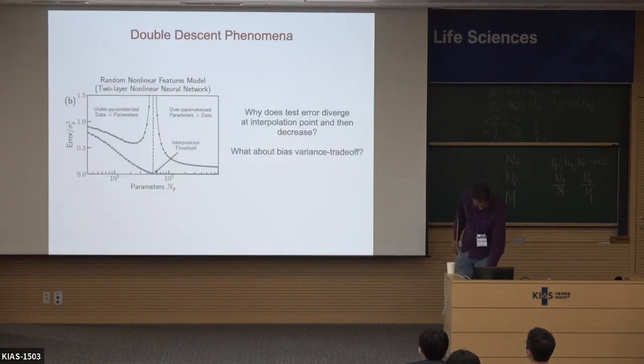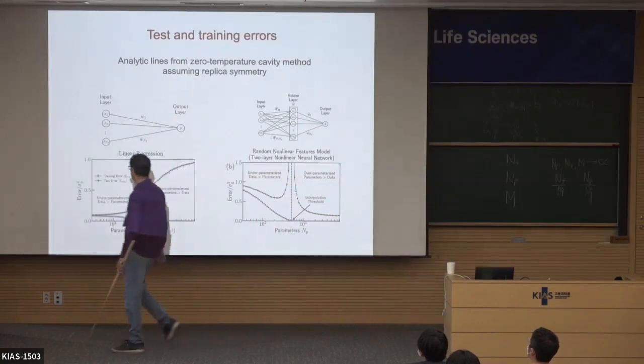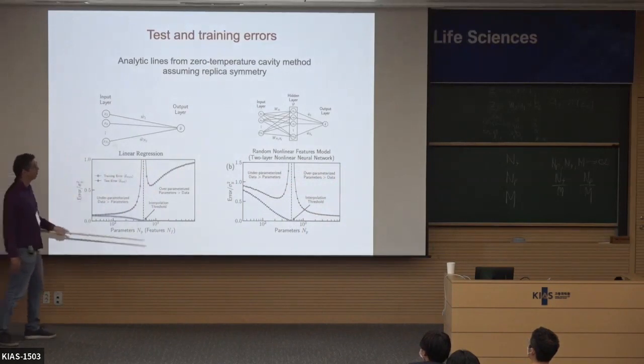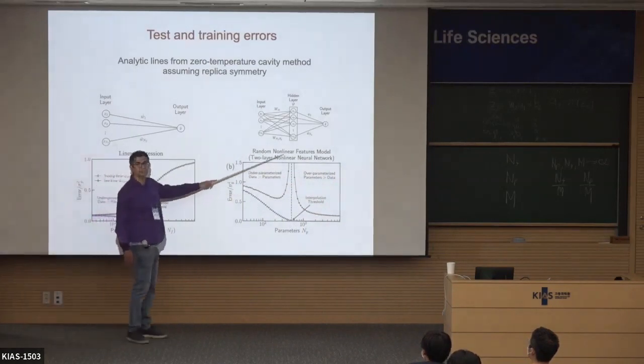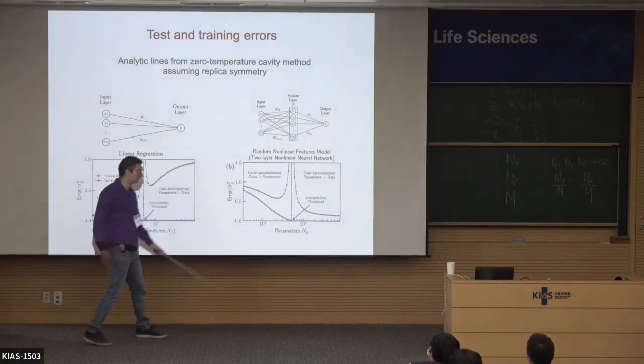All right. So we can calculate test and training errors, and these models behave slightly differently. For the two-layer neural network I already showed you, the error diverges at this interpolation threshold and then comes back down. Training error goes to zero.